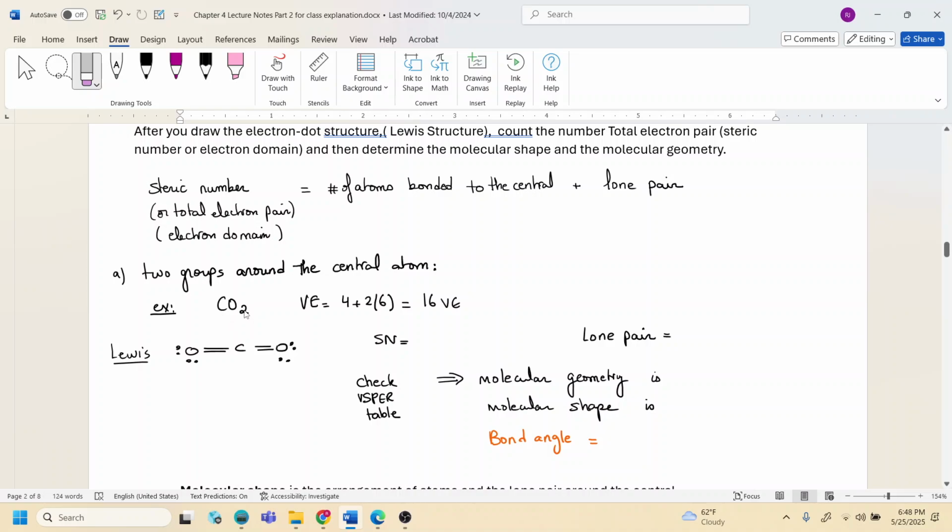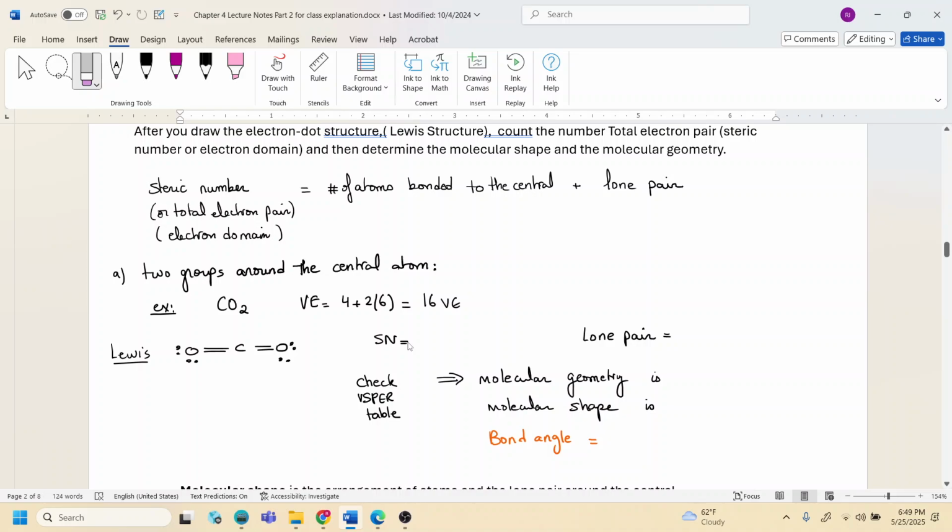Let's have an example. Carbon dioxide. We did this example before. We found its valence electrons and then we drew its Lewis structure. Now, the question here is to go ahead and find the molecular geometry and the molecular shape. So you have to have the Lewis structure to start with in order to get your geometry and shape. To get those, we need to get the steric number, the SN.